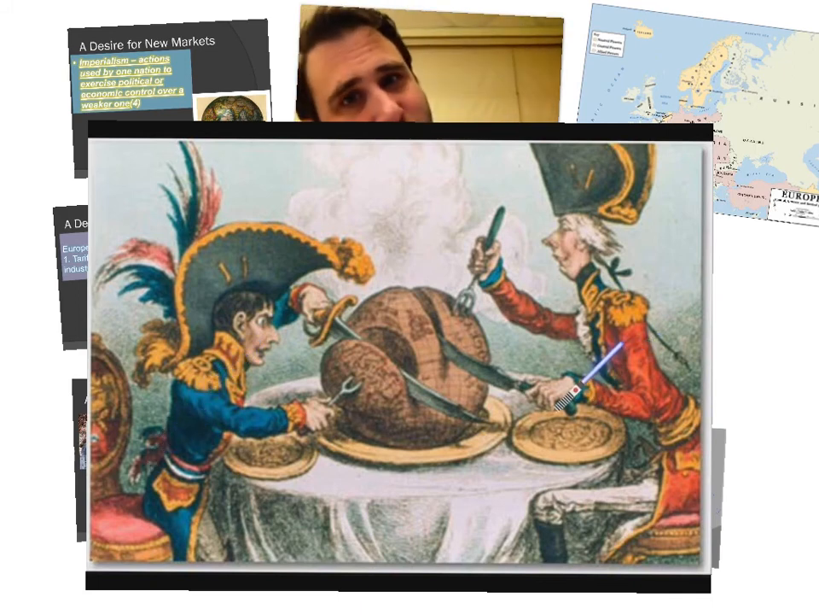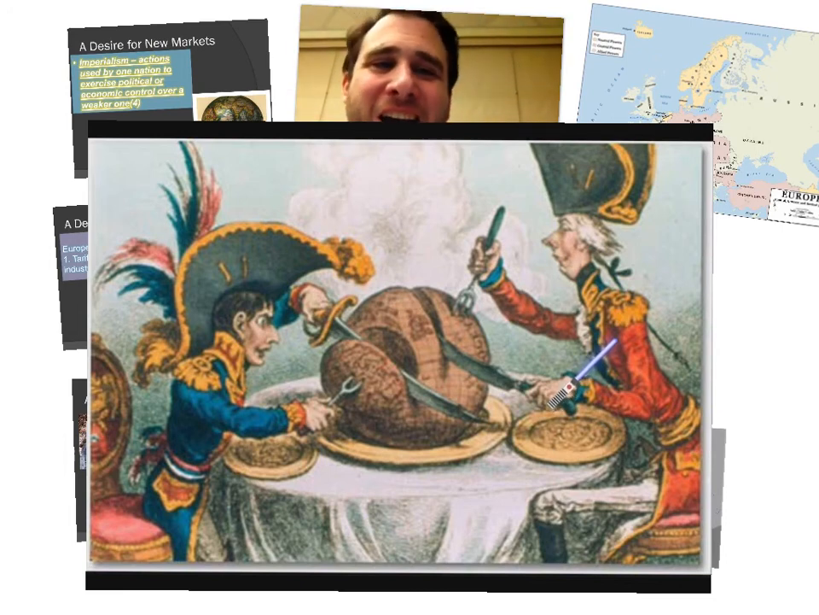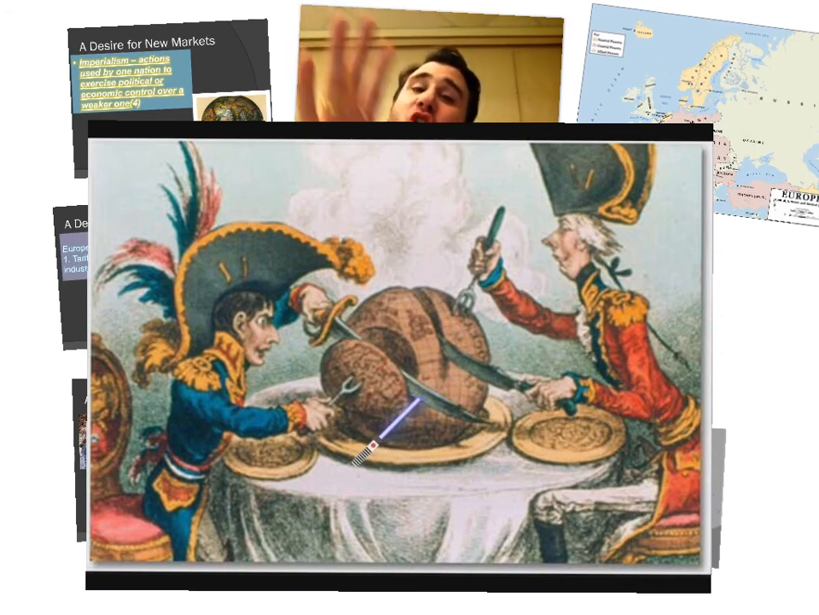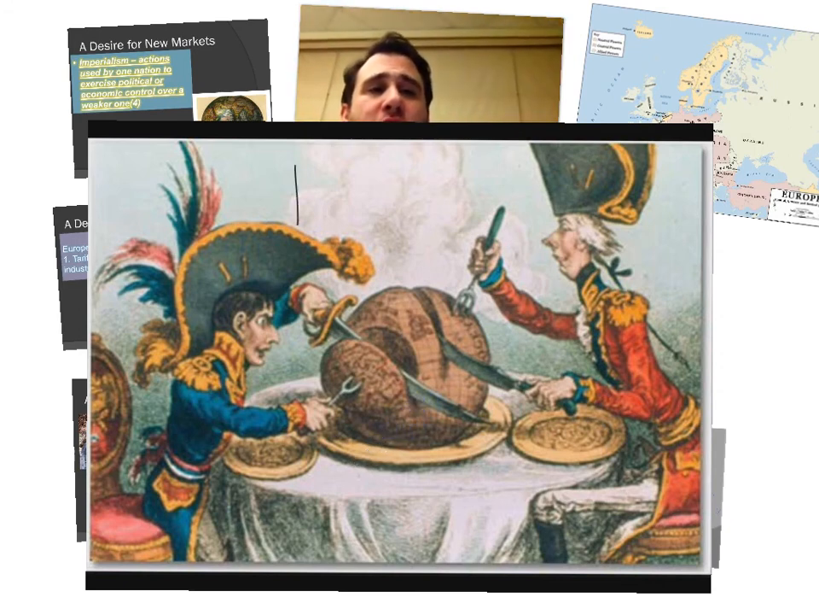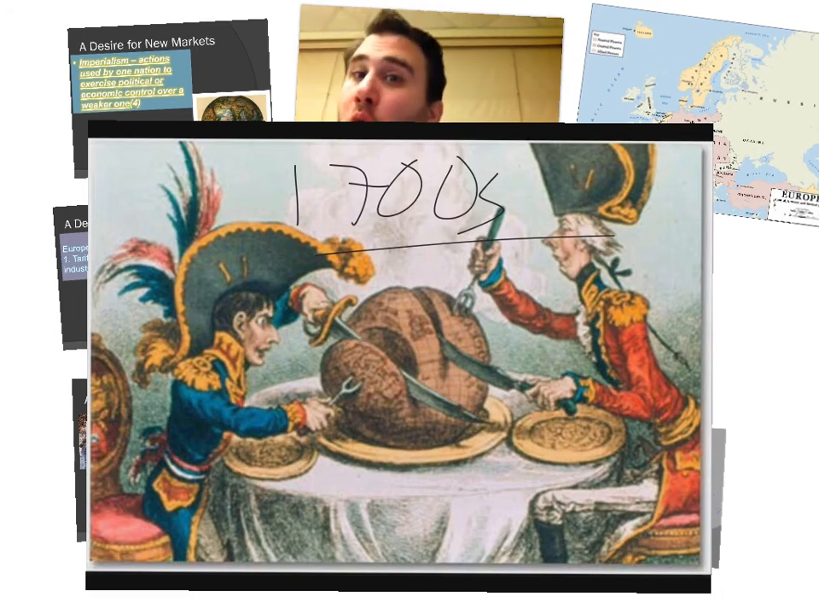And on the right, you've got Napoleon, you've got Britain. And they're carving up the world. And this is what you're going to begin to see starting really as early as the 1700s. And even earlier than that, when the countries of Europe begin to carve up the rest of the world. I mean, how do you think America got here, right? We're a colony of Britain. They carved up part of this continent, and they took it over.